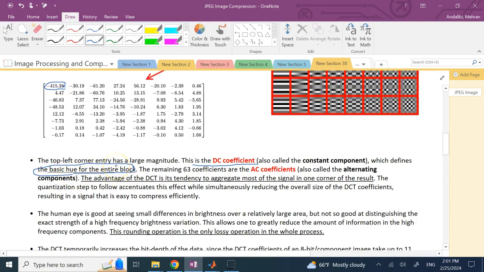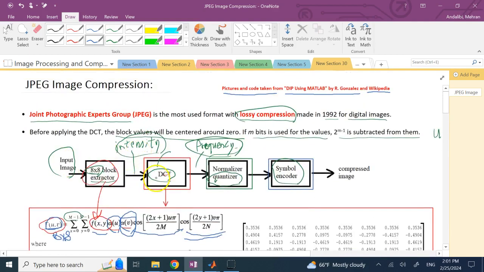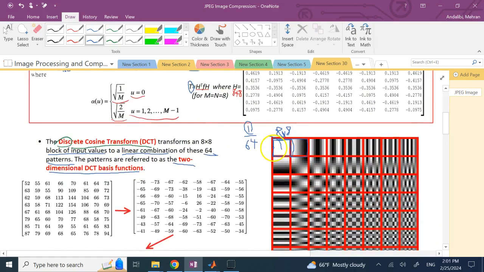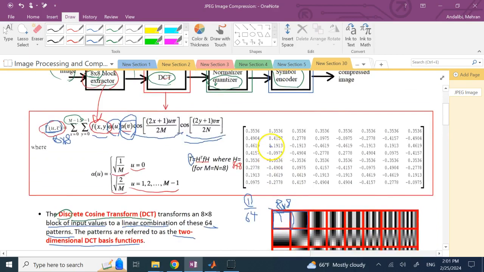If it's intensity, that's the basic intensity of the signal. So it depends on whether we are doing it on a color image or on a grayscale image, okay? That's the average intensity of the signal. That is when this is 0 and 0.